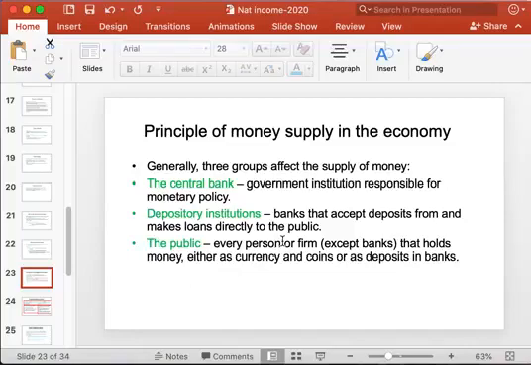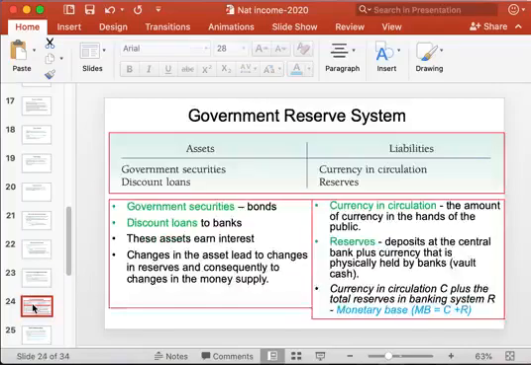Now, in order to again understand the concept of money supply in the economy, we need to understand the concept of the government reserve system.